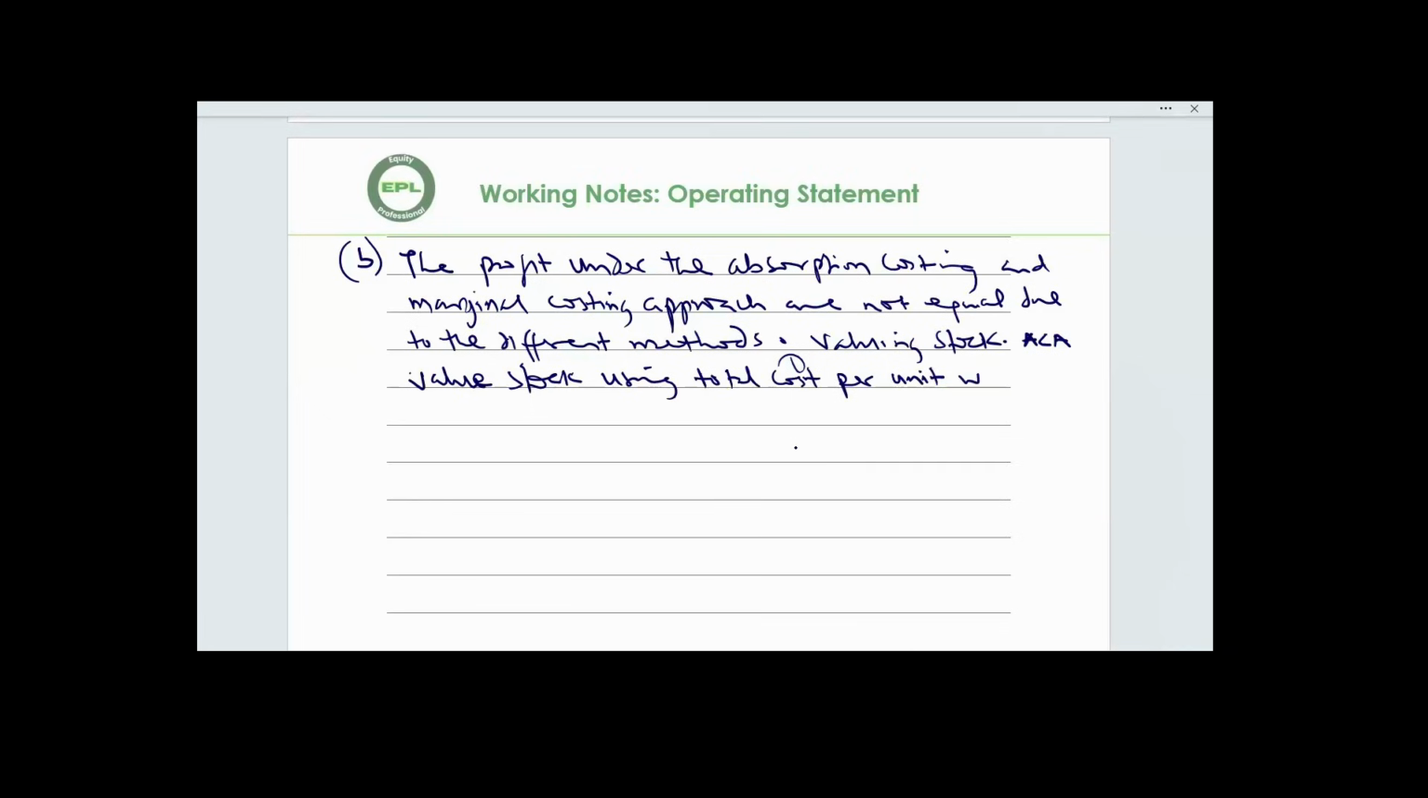whereas the marginal costing approach values stock using total variable costs, using total variable costs per unit.